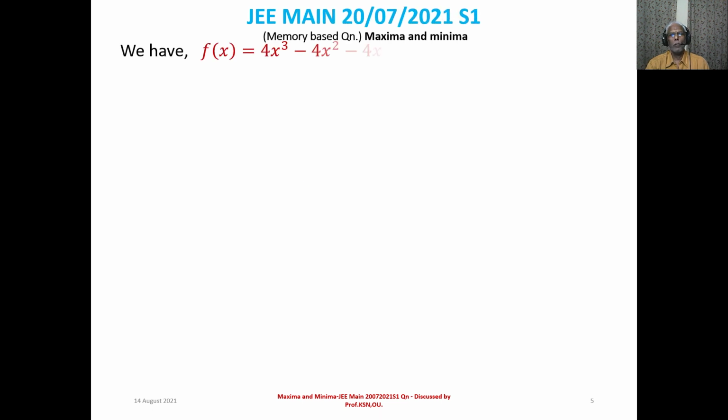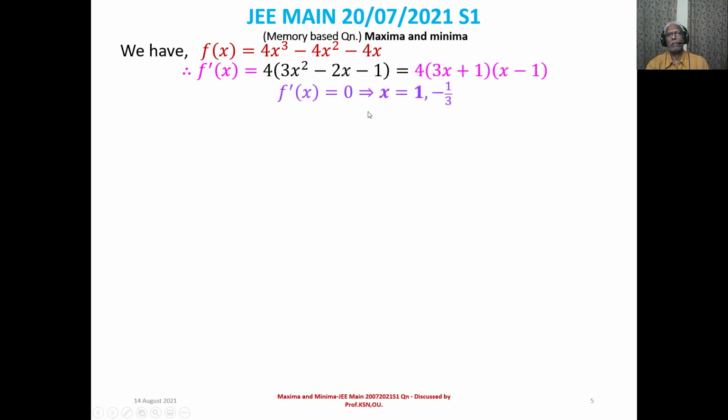We bring forward f of x, f prime x. F prime x equal to 0 will imply x is equal to 1, comma minus 1 by 3. The stationary points are here. So now compute f double prime x. F prime x is 4 into 3x square minus 2x minus 1, and its second derivative will be 4 into 6x minus 2.